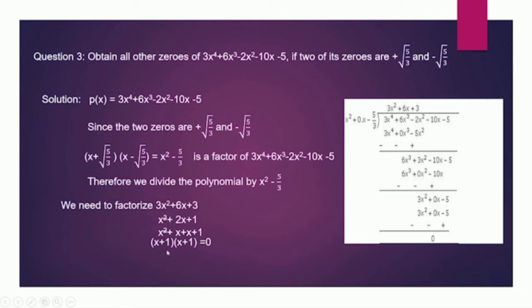Now x plus 1 equal to 0, we will get x equal to minus 1 and x equal to minus 1. Minus 1 and minus 1 are the other two zeros of the polynomial 3x to the power 4 plus 6x cube minus 2x square minus 10x minus 5. Therefore, the four zeros are plus square root of 5 by 3 and minus square root of 5 by 3, minus 1 and minus 1.